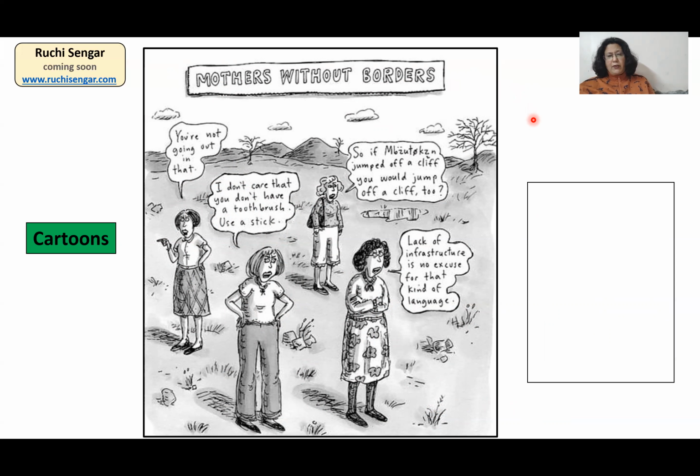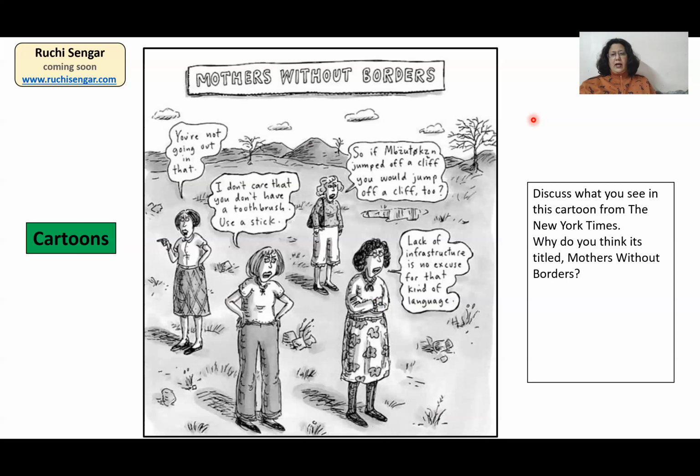So I have a couple of questions. Discuss what you see in this cartoon from the New York Times. Why do you think it is titled Mothers Without Borders? Because, I mean, hey, they all do it, don't they? Yeah, they love us. So they would definitely do it. I'm guilty of doing this a lot with my child.